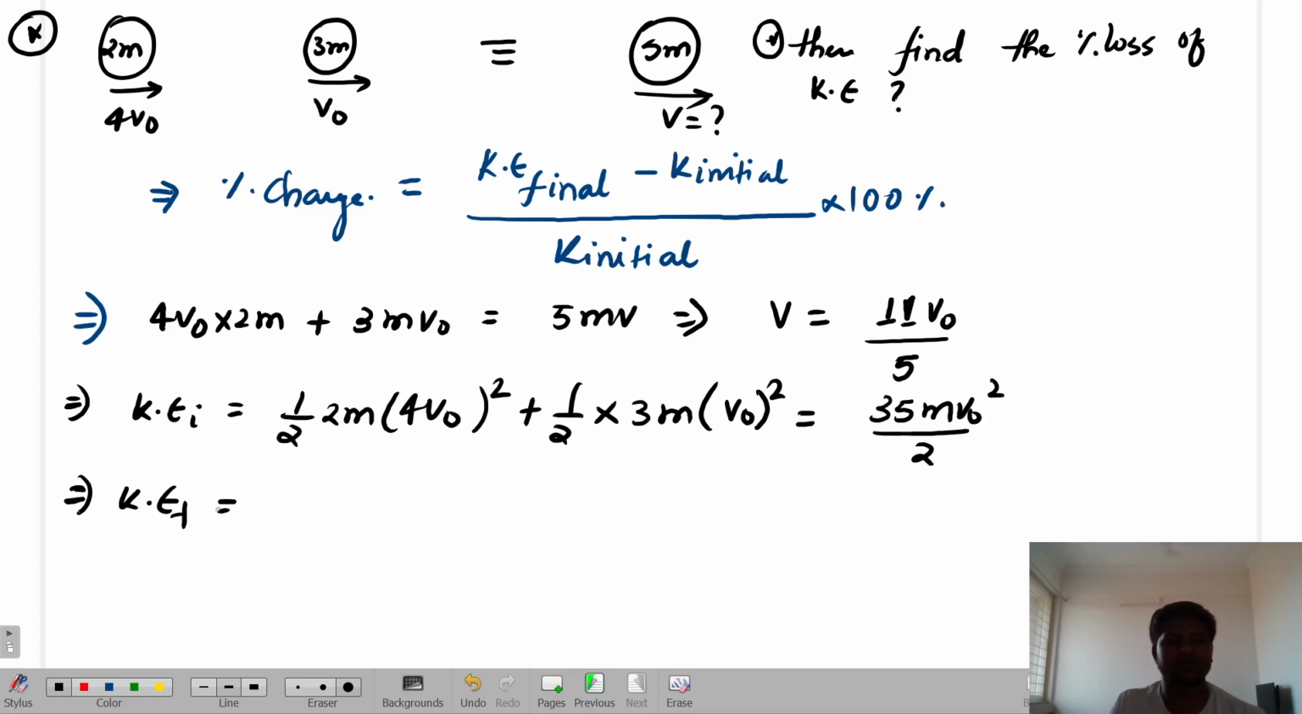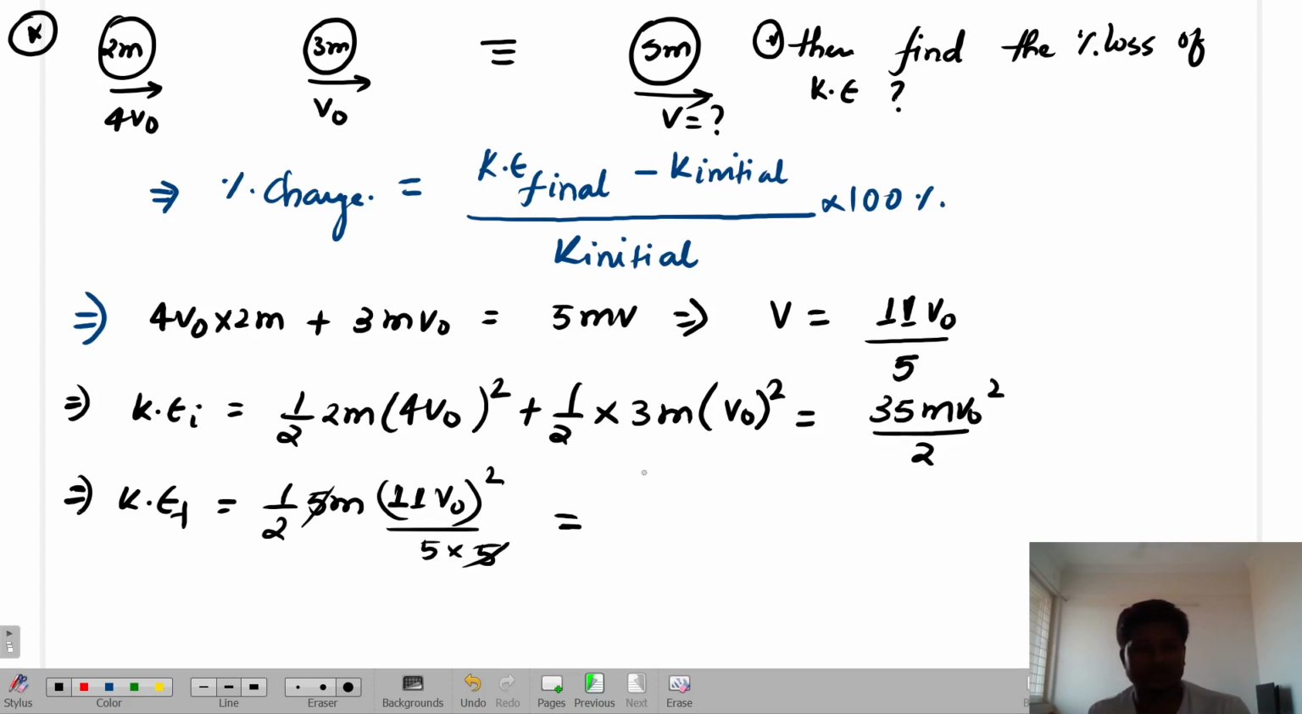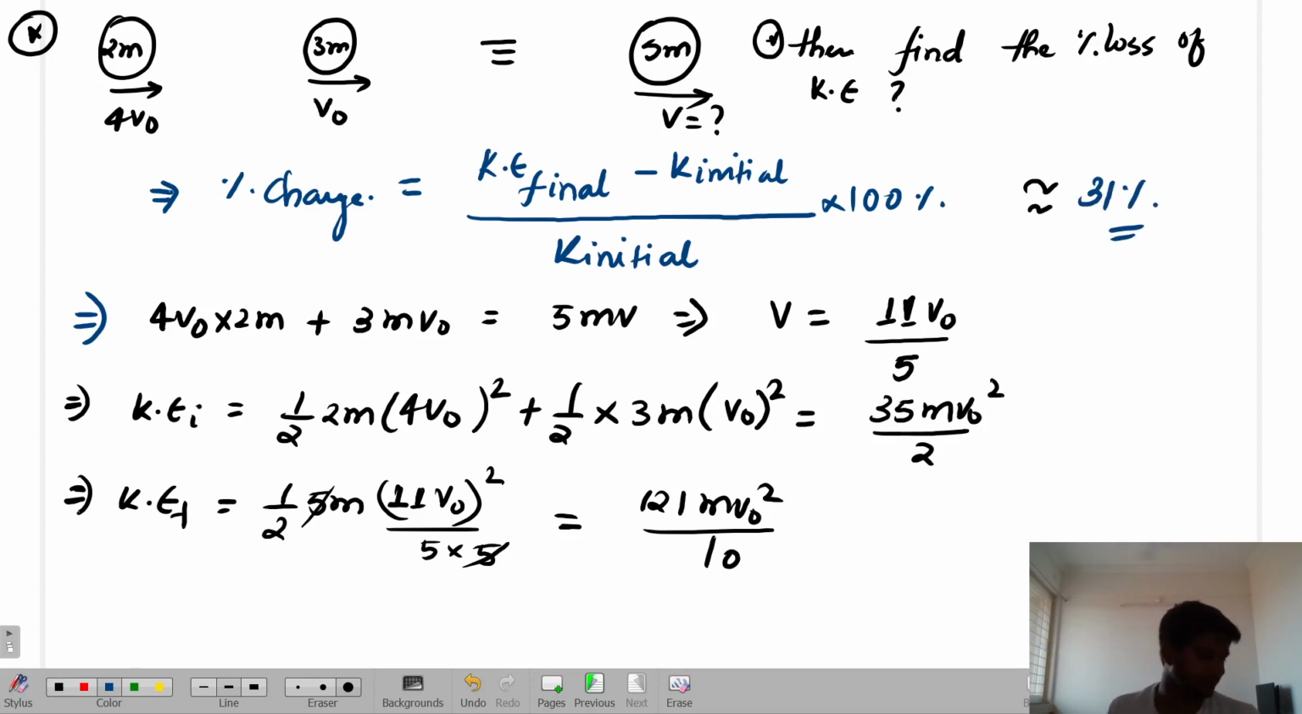Similarly, kinetic energy final will be how much? 1 by 2, total mass is 5m into 11 v naught square divided by 5 into 5. I'm directly writing so as to cancel this 5. Are you able to get me? So this is 121 m v naught square divided by 10. Got it? So just solve this, you'll get some answer out of it. Just put this relation into this, and this approximately comes as 31%. Okay? Got it or not?